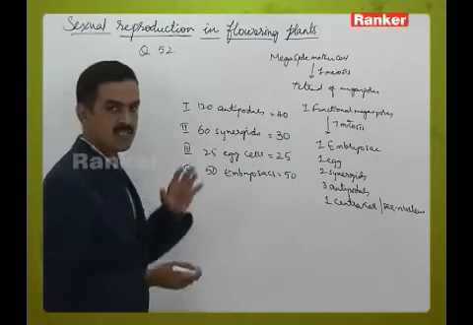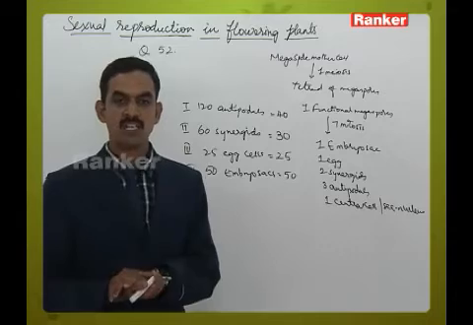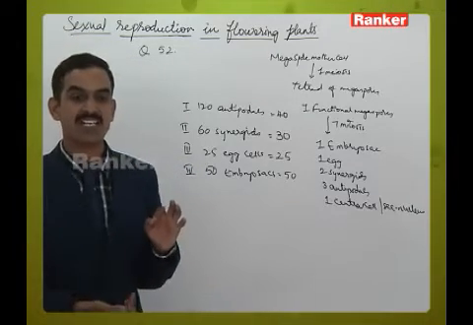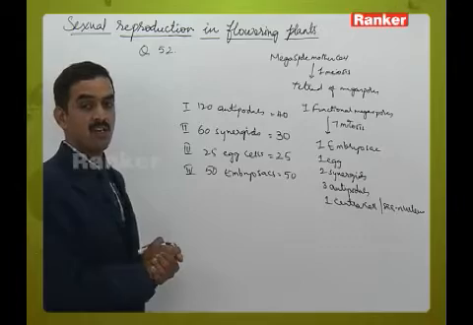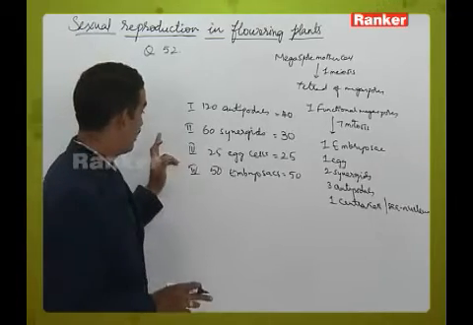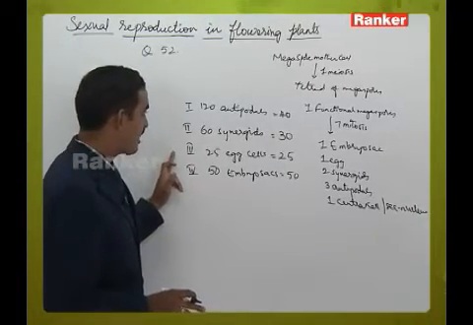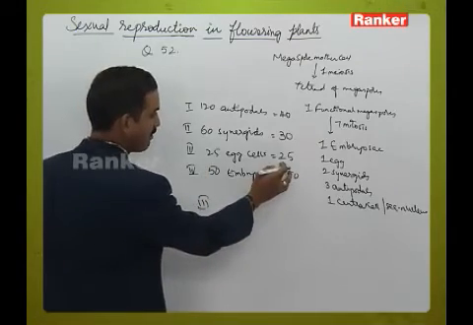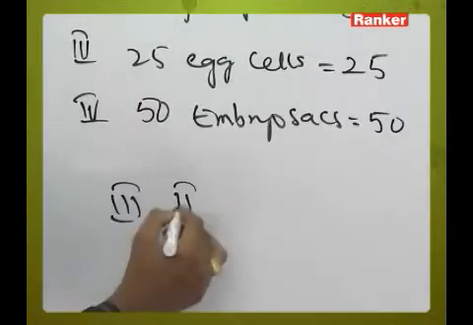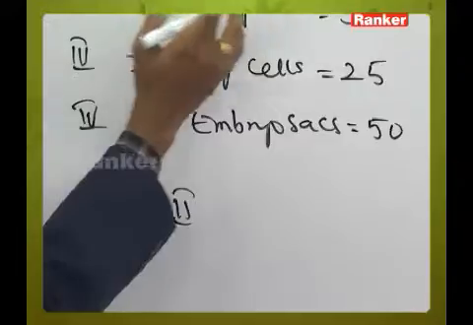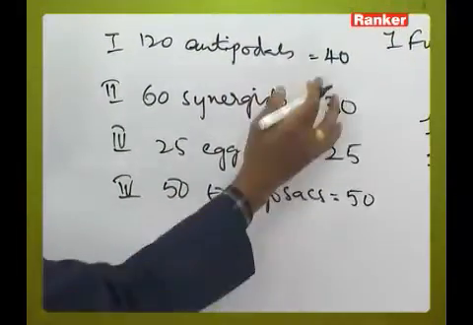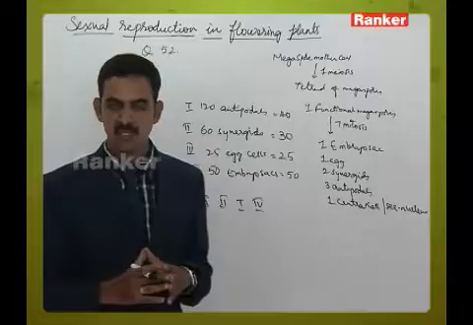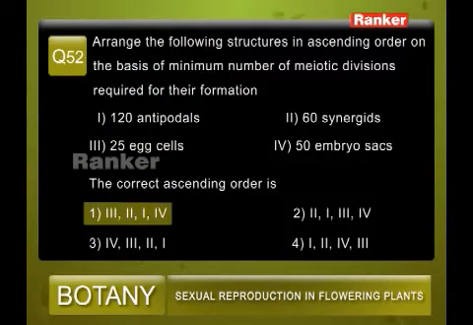Now let's arrange these structures based on the number of meiotic divisions required to produce them, in ascending order. Ascending means from the least number to the highest number. Least number is Roman number 3, which is 25 meiotic divisions. Next one is 30 meiotic divisions, that is 2. Next coming to 1, which is 40 meiotic divisions, and fourth one is with 50 meiotic divisions. So question number 52, the correct answer is 1.